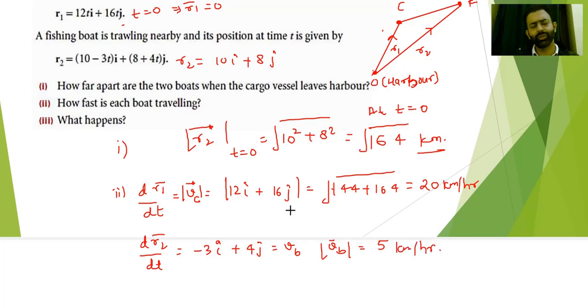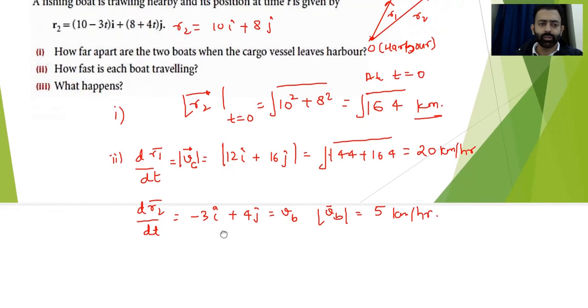So basically, if you differentiate the position, you will get the velocity. And if you differentiate the velocity, you will get the acceleration. Since velocity now is a constant, there is no t involved here. So that means there is no acceleration. They are moving with a constant velocity.